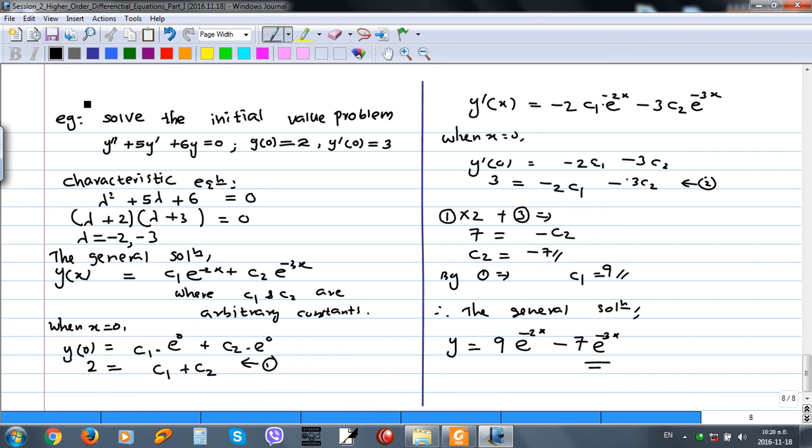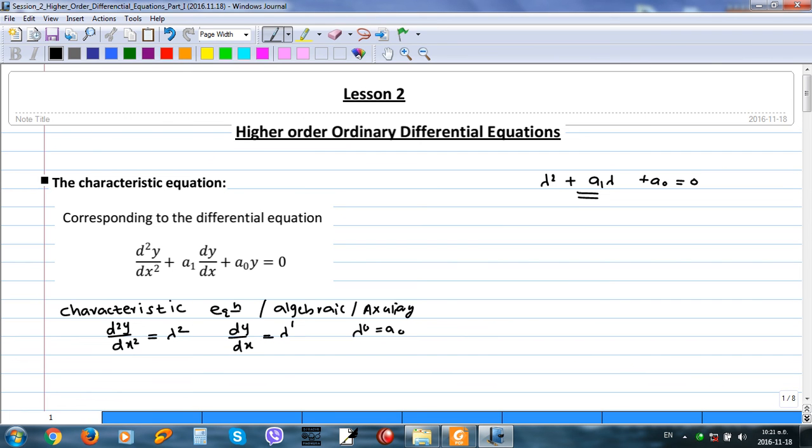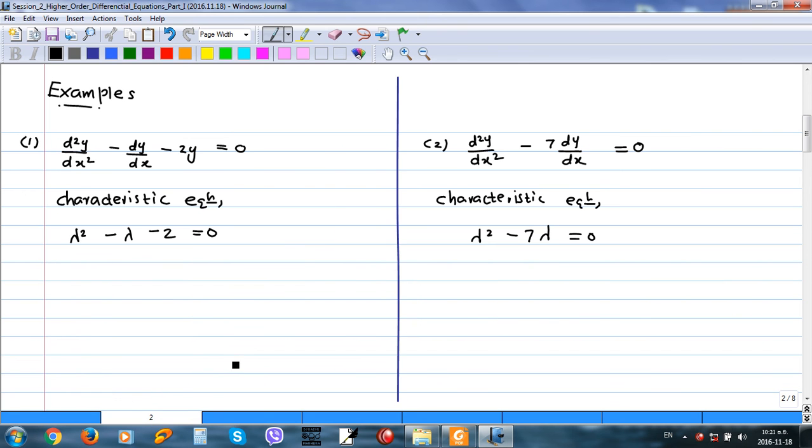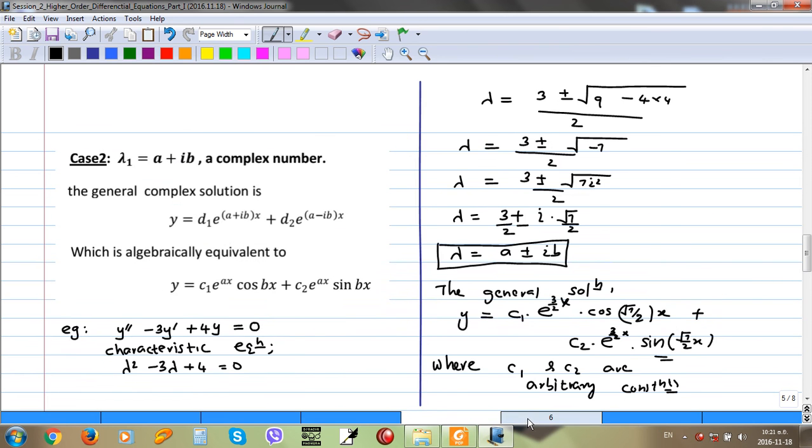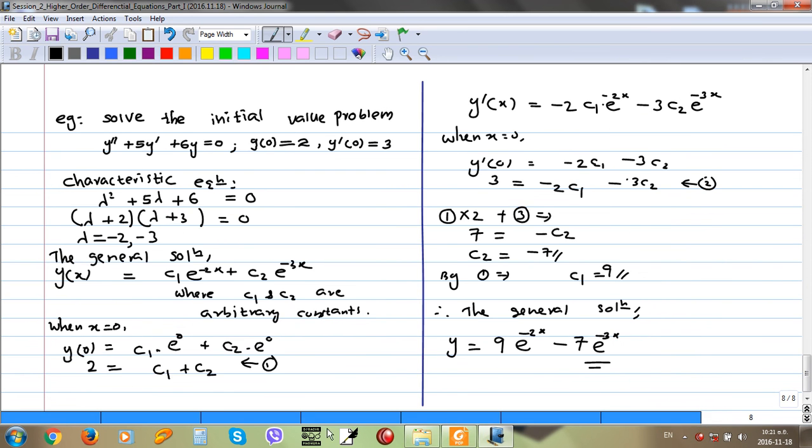I think now you understood this. So you have to do a small assignment belonging to this. Actually, it is about how to write the general solutions in these three cases. So you have to answer this, I think.